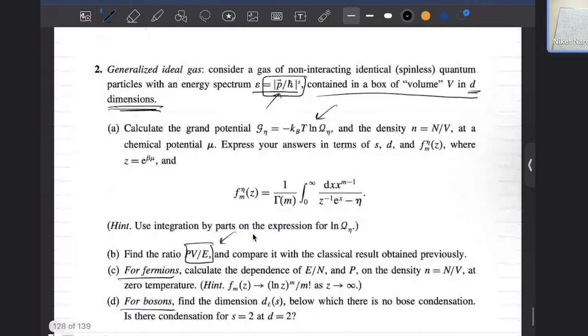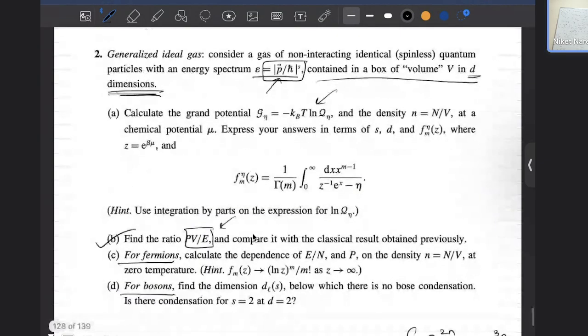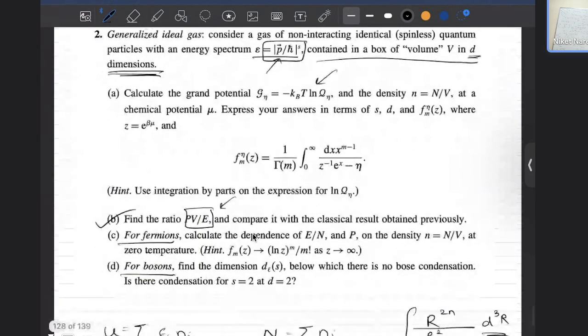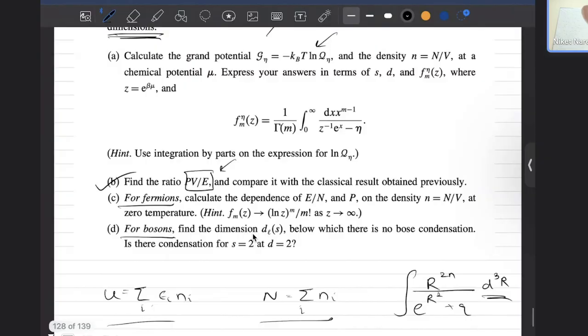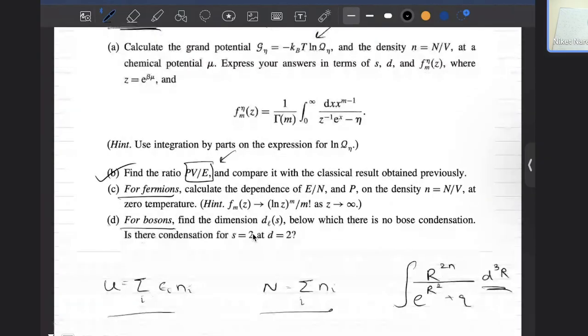So this was just part 2 of the question. We did not go through part 1. We directly jumped to part 2 because we can do it without part 1. Now, for fermions, calculate the dependence of E by N and P on the density N at zero temperature.